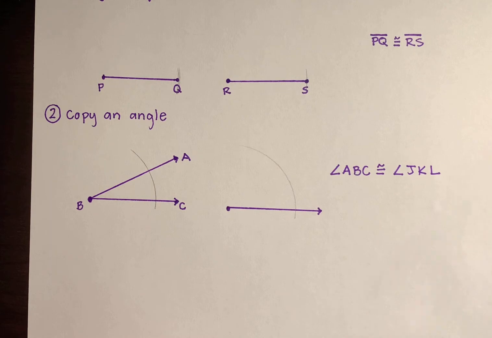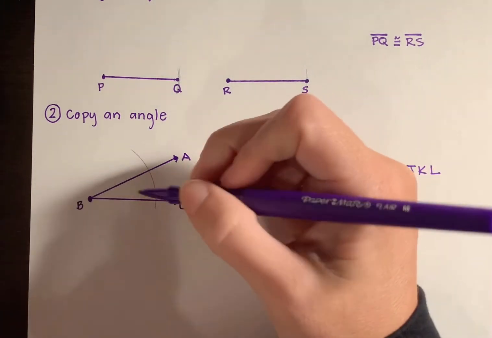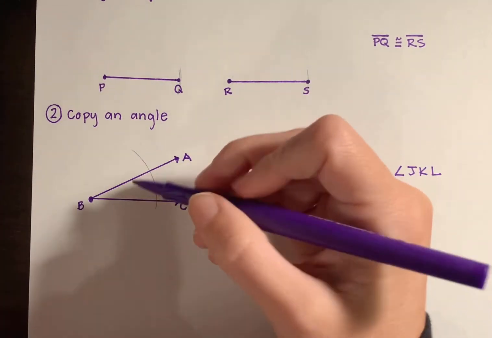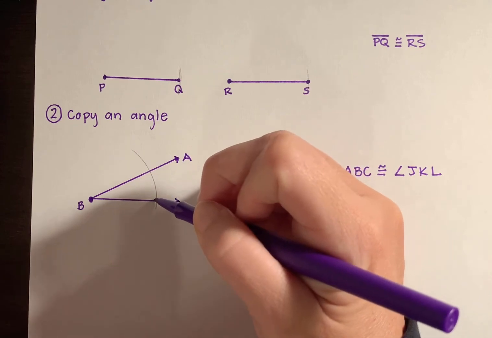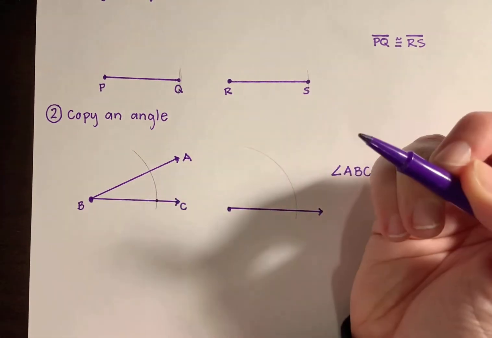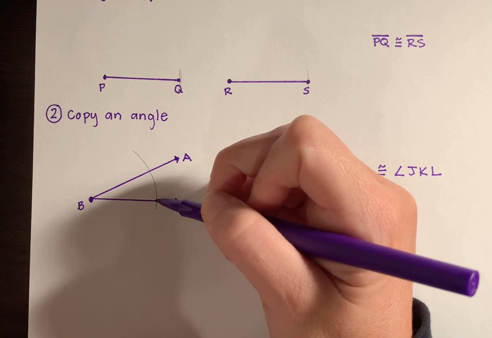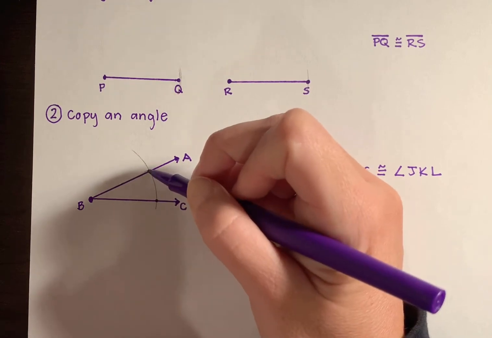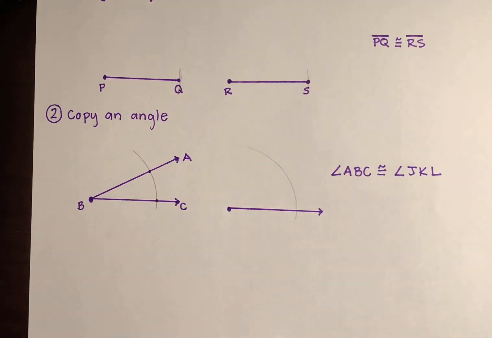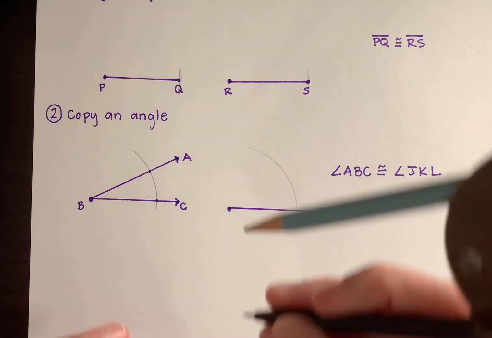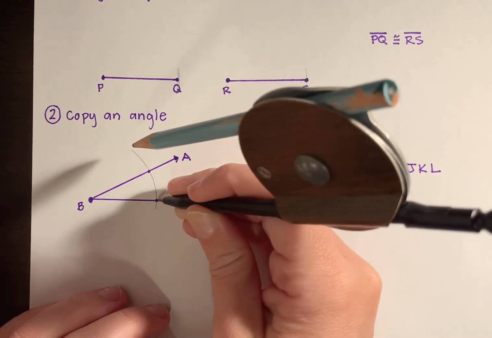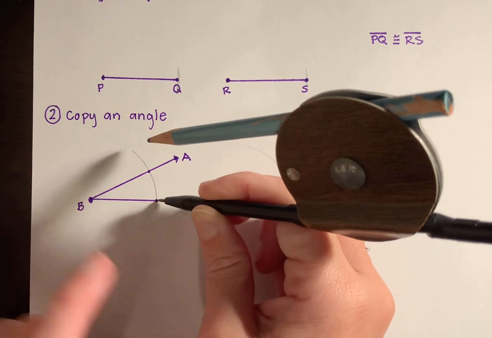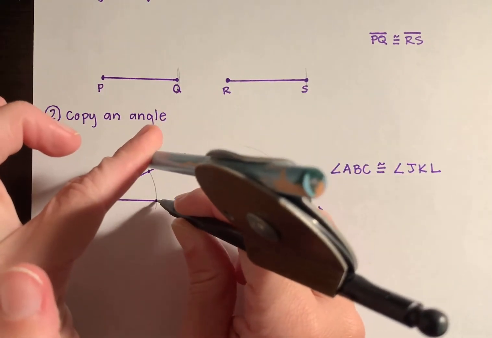Now, I'm going to draw little dots here so you can see what I'm referring to. You don't need to draw these dots in, but this is an important point. That's where it intersects. The arc is intersecting the bottom ray of our angle, and this is where it intersects the top ray.